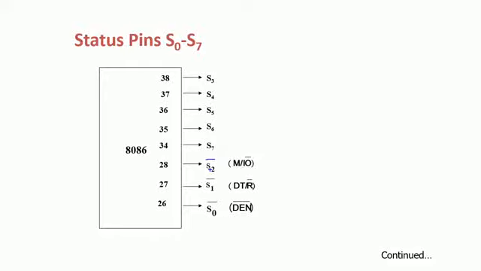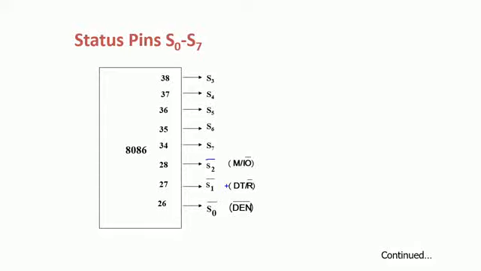If you want to know the present status of the microprocessor, you simply read these three signal status, then you will come to know what kind of operation is going on inside the microprocessor, whether it is performing memory read, memory write, IO read, IO write, or it is halting the operation, or it is performing the opcode fetching operation, or it is in the idle mode.